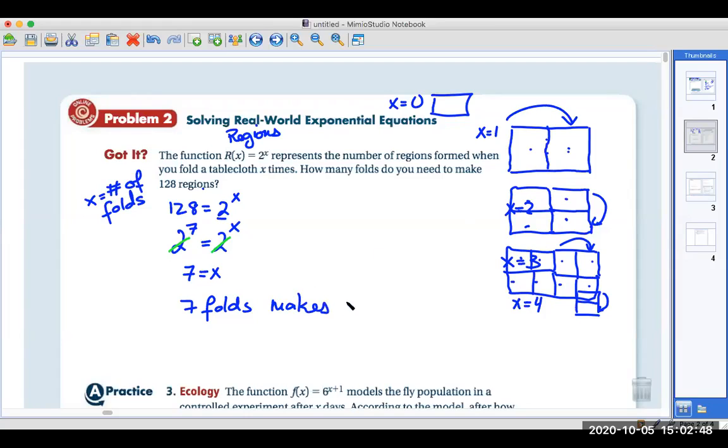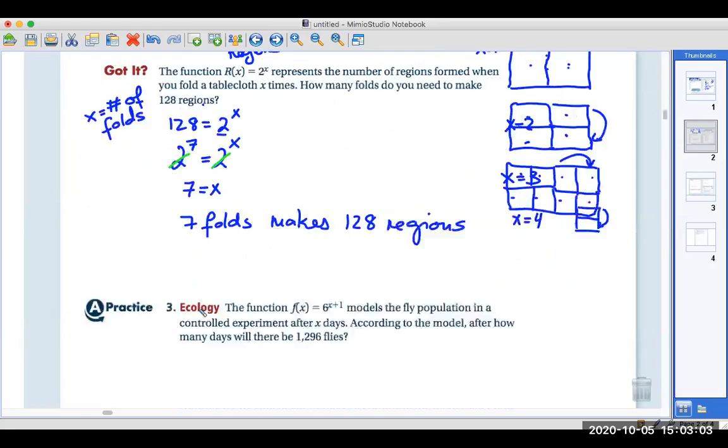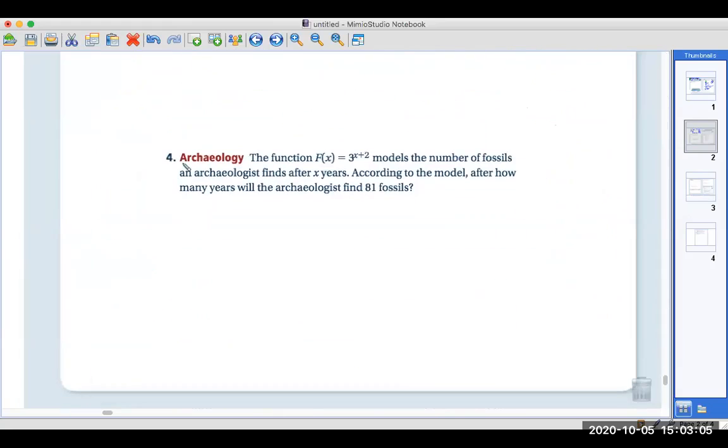You can try this with a piece of paper. That makes it easier. But you have to have a pretty big paper to get 128 regions. So that was that application. Now let's look at archaeology on the bottom.